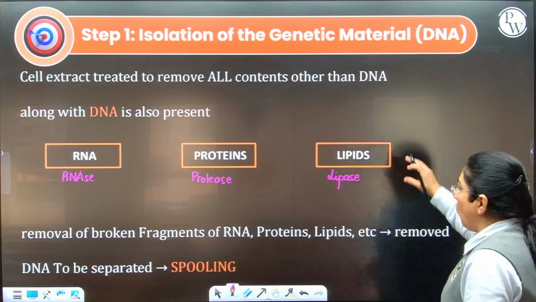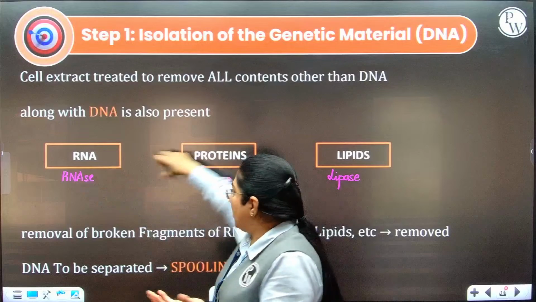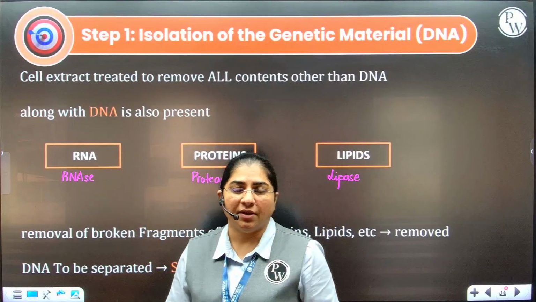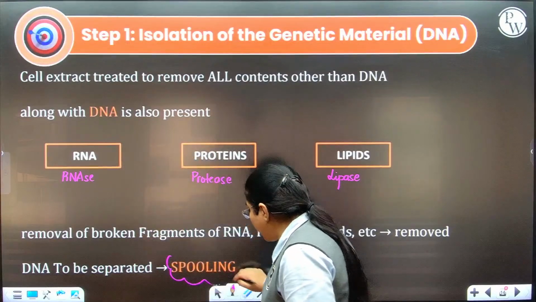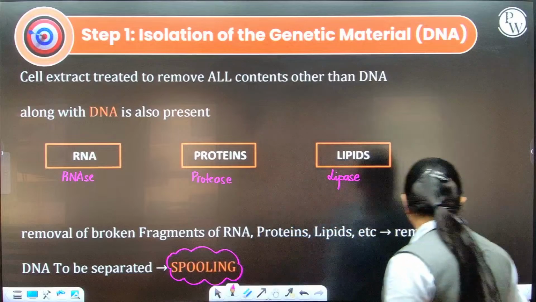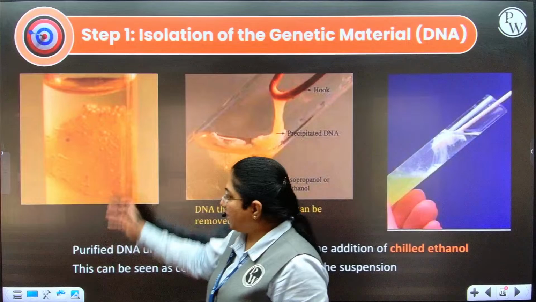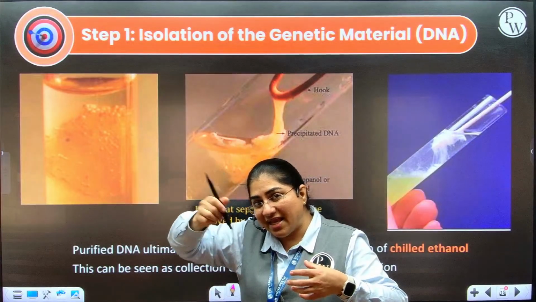Okay. Once we have broken this down, see, you have DNA with all these unwanted substances surrounding it, present around it. We need to obtain DNA in the pure form, which we can do with the help of a process called spooling. Now we are going to take all these impurities into a test tube. We are going to add slowly, gradually, chilled ethanol into it.